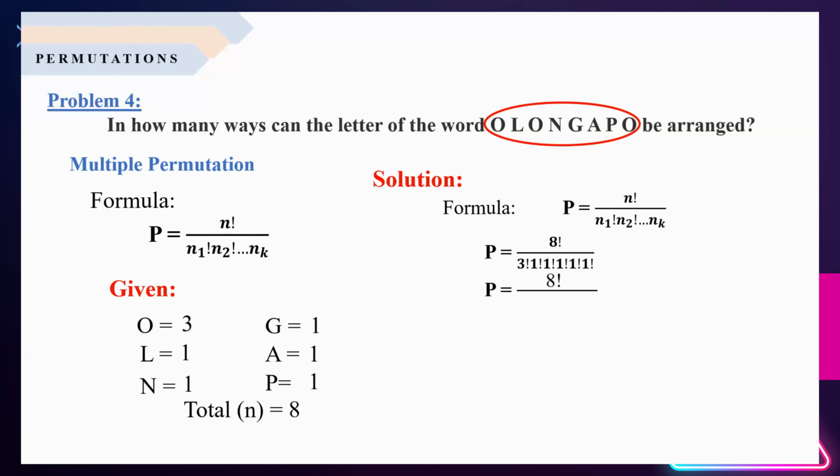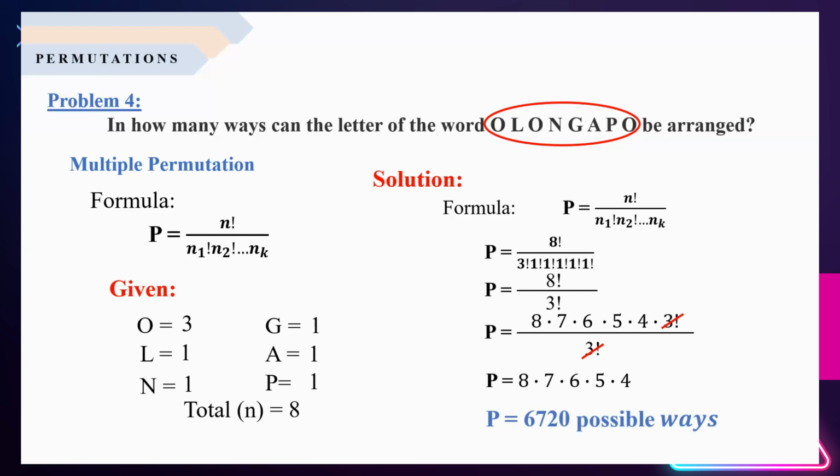Now, 8 factorial over the product of 3 factorial times 1 factorial times 1 factorial times 1 factorial times 1 factorial and times 1 factorial is 3 factorial. 8 factorial is 8 times 7 times 6 times 5 times 4 times 3 factorial. So bakit huminto tayo sa 3 factorial? Para makancel natin ang denominator na 3 factorial and the numerator na 3 factorial. Therefore, ang naiwan na lang ay 8 times 7 times 6 times 5 times 4.